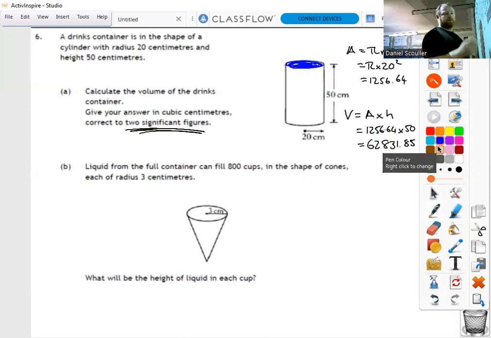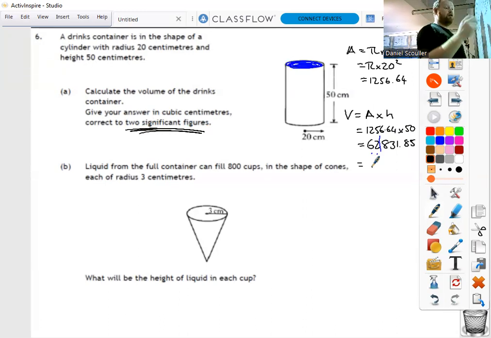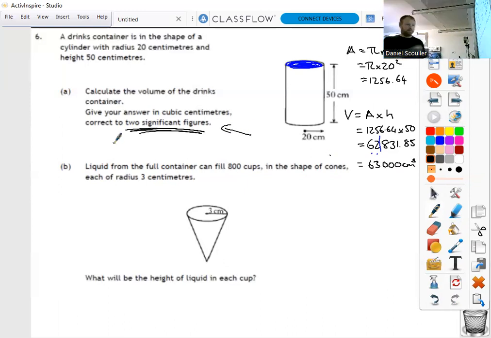So we go to our number, 1, 2, put a line down. That's our significant figures. If the number on the other side of that line is 5 or above, then we round up. Okay, 63,000 centimeters cubed. So you'll get a mark for that. That's probably worth 3 marks.